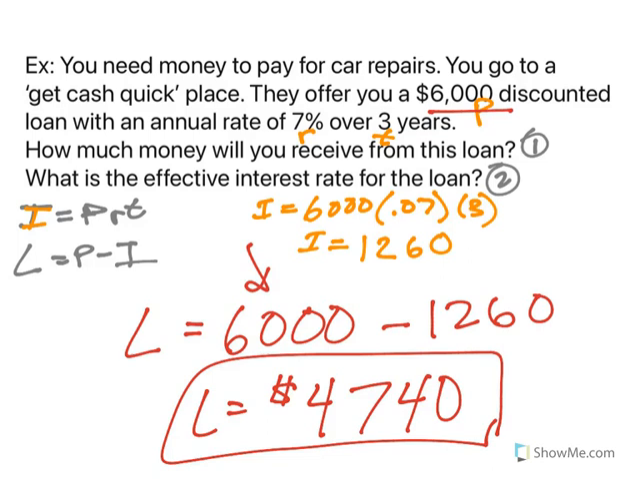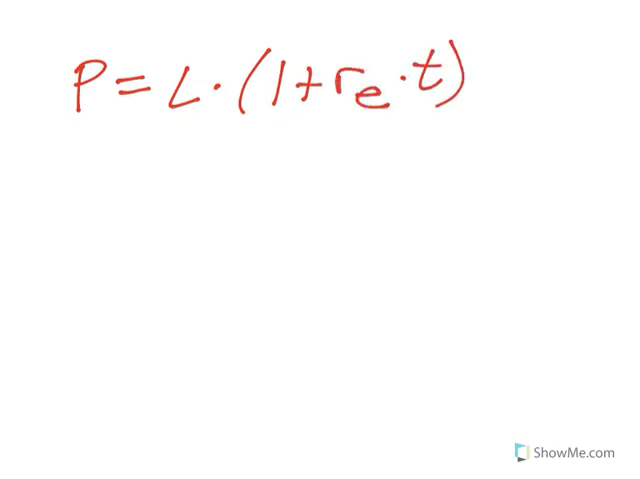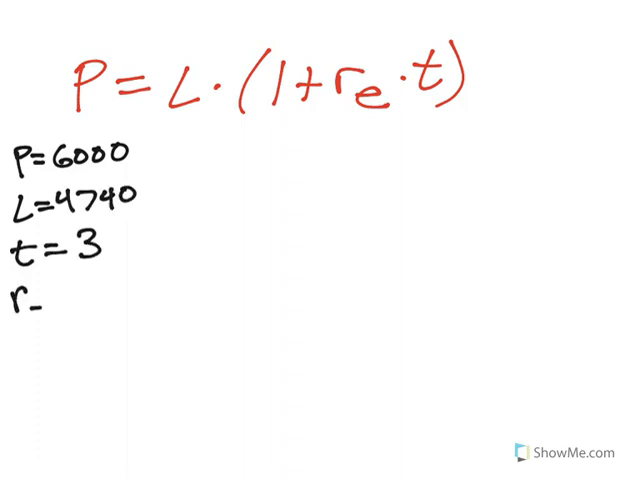Okay, so we found part one. How much money do we receive? You receive $4,740. So what is the effective interest rate? Remember, the formula for the effective interest rate is P equals L times (1 plus the effective rate times T). So what do we know? Well, let's figure that out first. I know the principal is $6,000. The loan amount I received is $4,740. The time is 3 years, and R sub E is what I'm trying to find out.